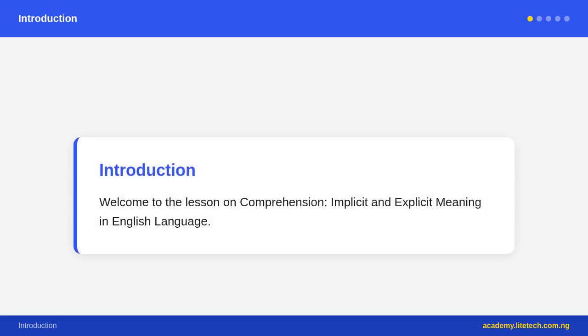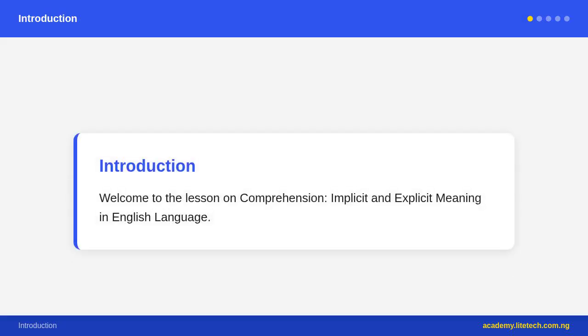Today we study comprehension, implicit and explicit meaning. What is comprehension? Comprehension means understanding a passage of text. In English language examinations, WAEC, NECO, JAMB, comprehension is one of the most important sections. You must read a given passage carefully and answer questions about it.